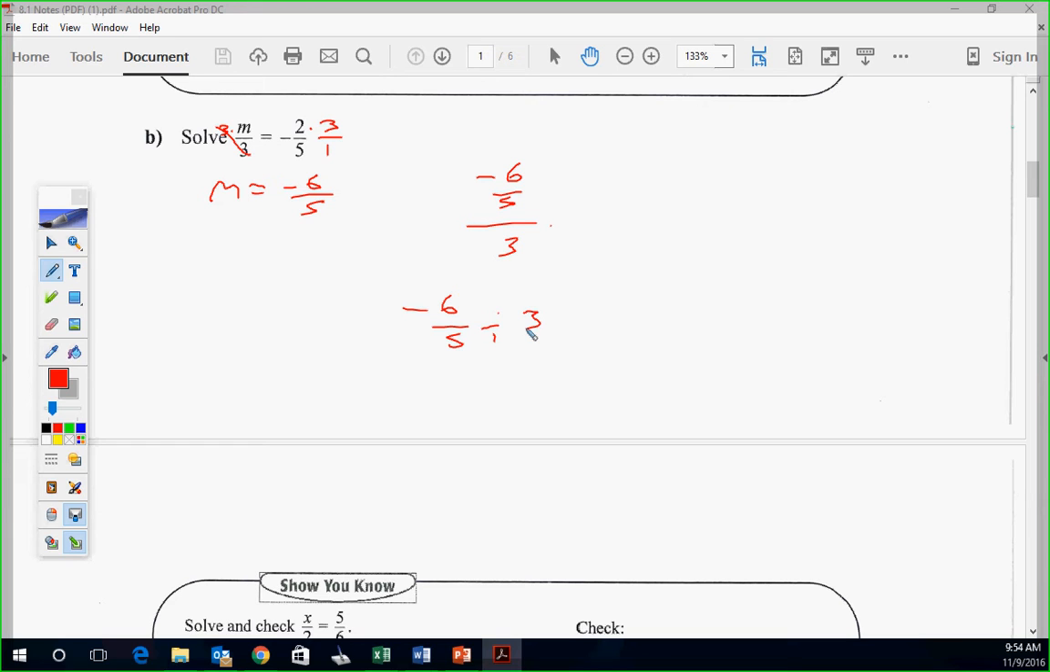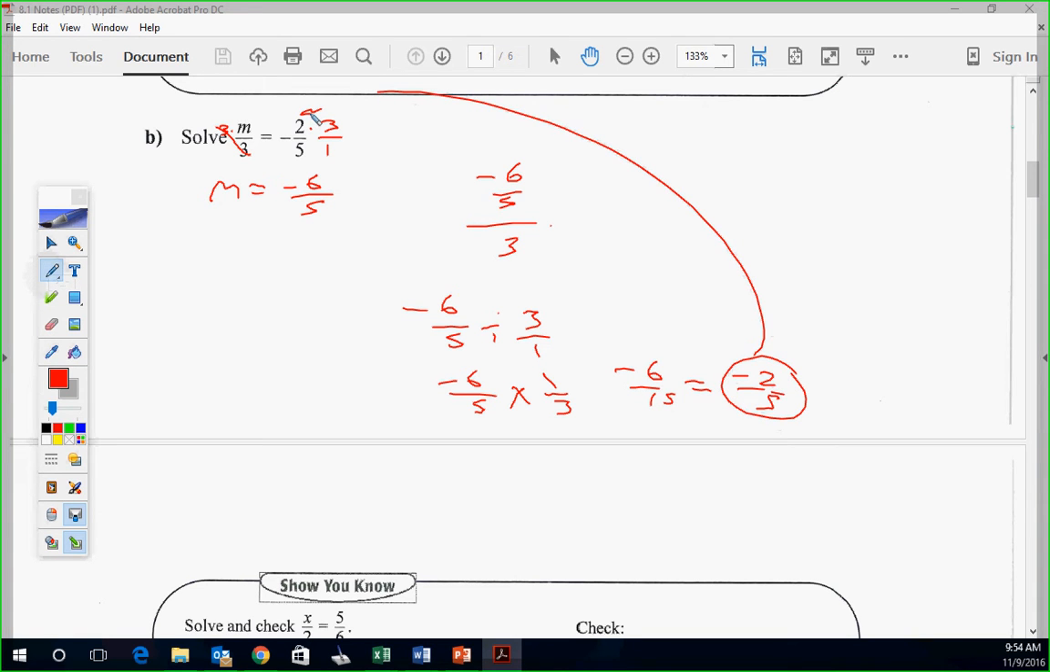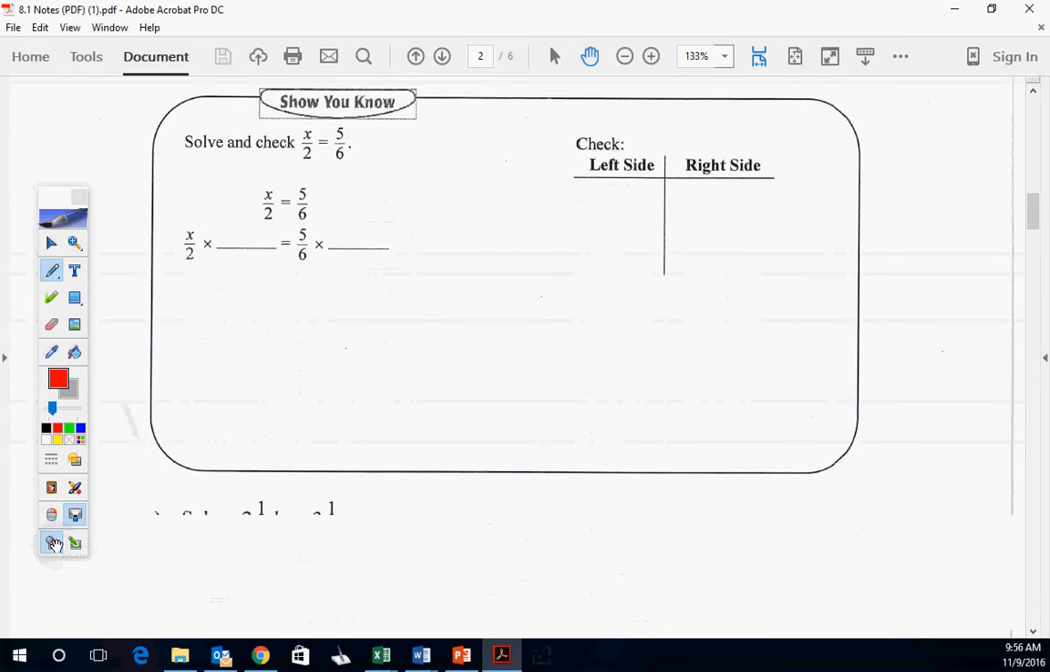We're going to flip and multiply. Okay, we get negative 6 over 15, which reduces to negative 2 over 5, excuse me. And we know it's correct. We just verified. Okay, we'll just do one more page here. Got it? Attaboy. All right.